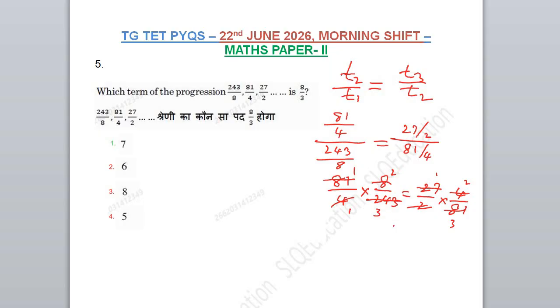So here also 2 by 3, here also 2 by 3. Here also 2 by 3, here also. So this is true. So this is true means the given series is in GP. This is the given series in geometric progression.